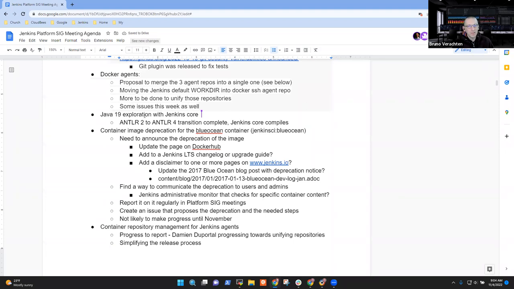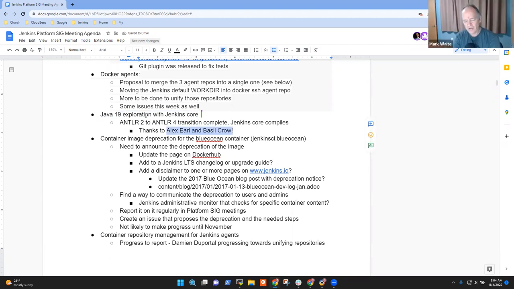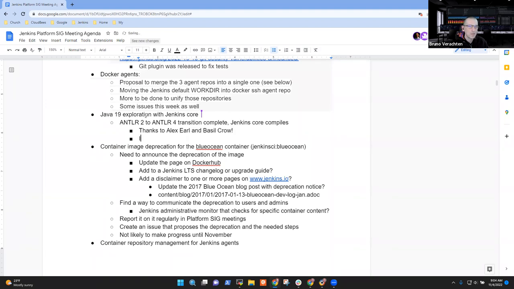Next one is a Java 19 exploration with Jenkins core and the migration from ANTLR 2 to ANTLR 4. So I heard most of the job was done by Basil Crow and Alex Earl. Correct. Yeah, Alex started the transition and Basil helped complete it. Yeah, because Alex Earl had the knowledge and Basil gained some new knowledge and finished the job with Alex, if I'm not mistaken.